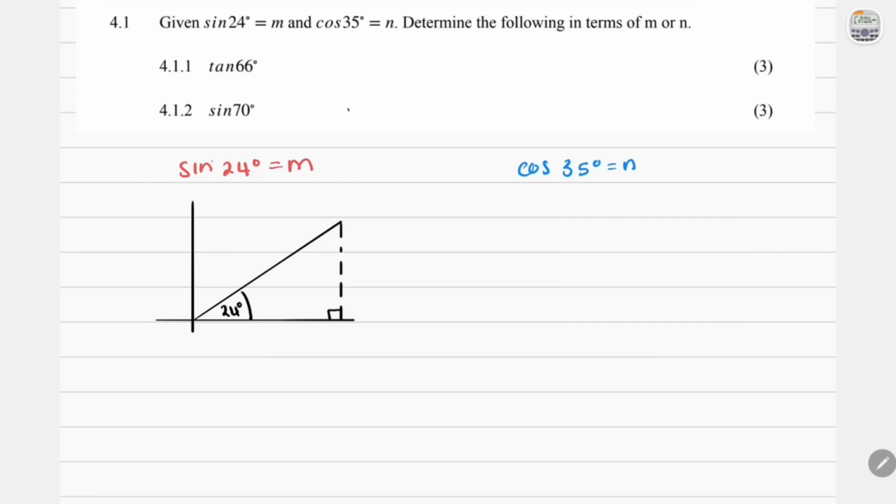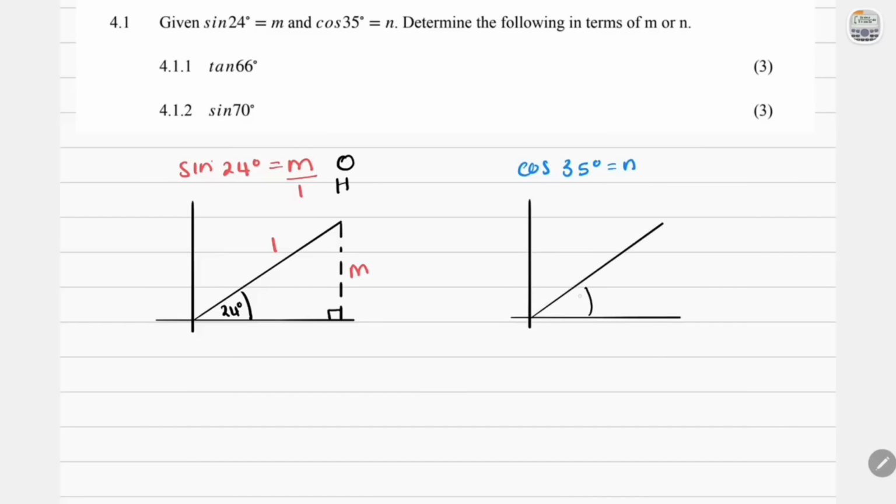Now, remember from SOHCAHTOA, sine is opposite over hypotenuse. So m is the opposite side, and the hypotenuse is this natural denominator of 1, which is 1. Okay, so all we have to find here would be the adjacent side. And then we can also draw the second diagram. The second diagram is with 35 degrees and it looks like that.